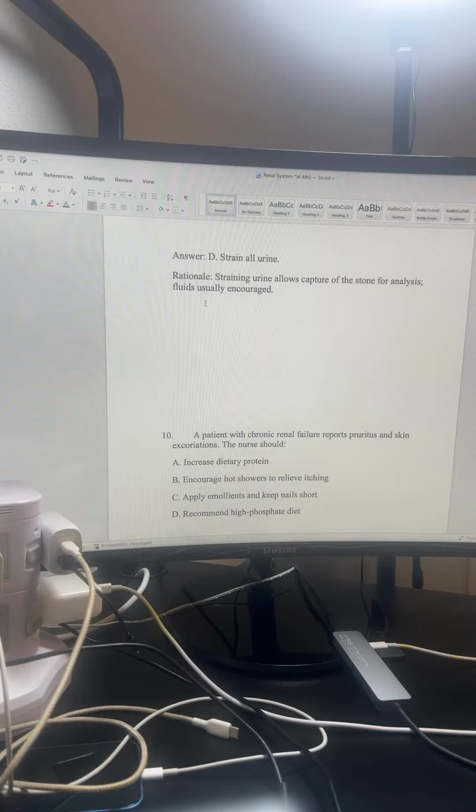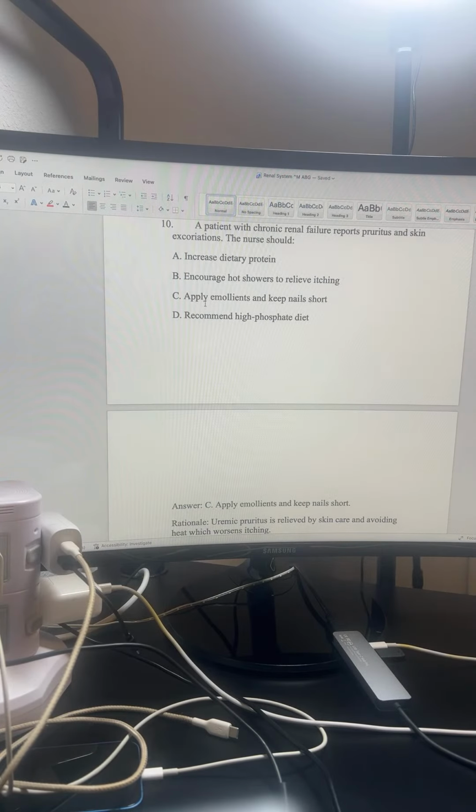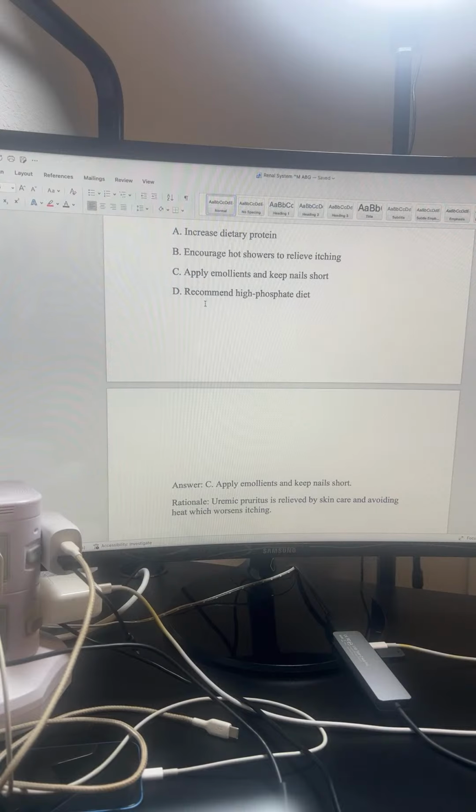So the patient is having the irritation. Why is this patient having the skin irritation? The patient is uremic. Yes, the patient is in chronic renal failure, but why is the patient having the itching? Because of the buildup of waste products. So you want to encourage them to apply emollients and keep the nails short. Uremic pruritus is relieved by skincare and avoiding heat, which worsens itching. All right. C.